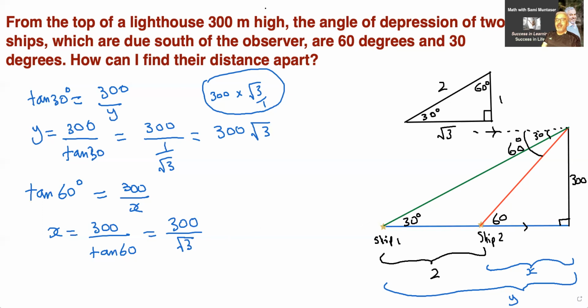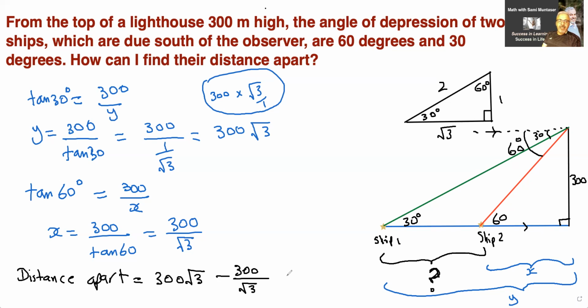Now we want to find the distance between the two ships. So I'm just going to switch back to black. Sorry, I meant to write a question mark there. That's what I meant to write there. So you're finding the question mark, which is the distance between the two ships. So the distance apart equals y, which is 300 root 3, minus 300 over root 3.